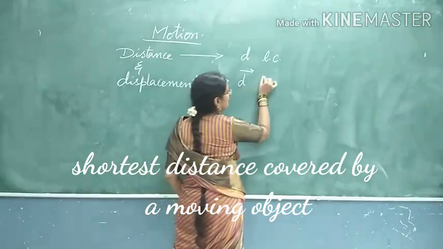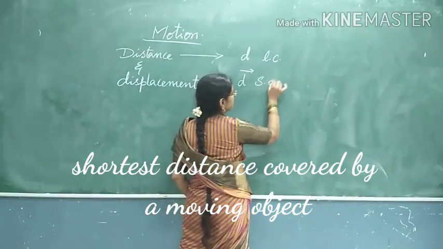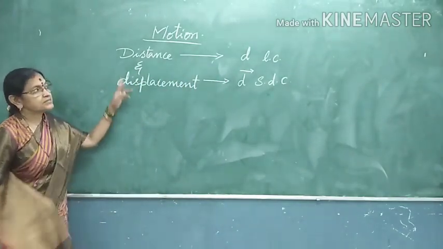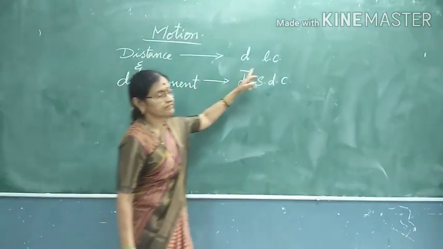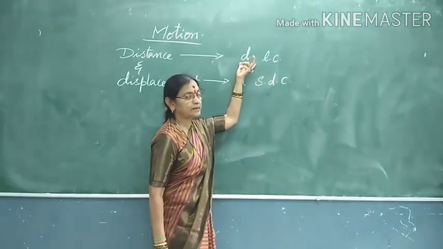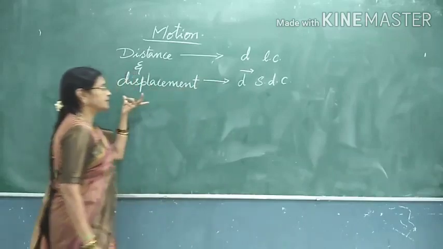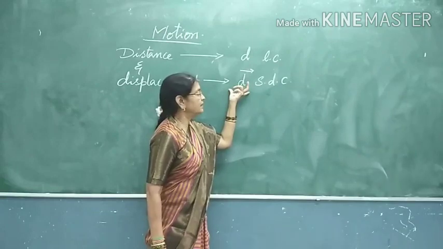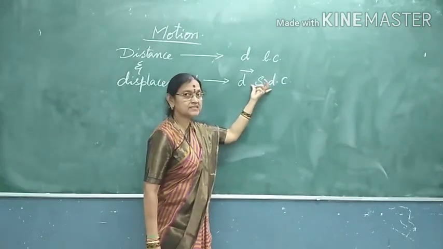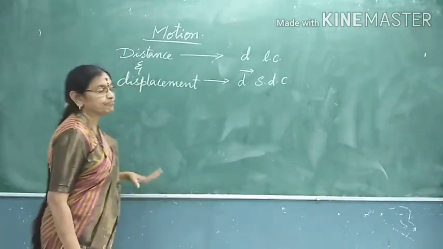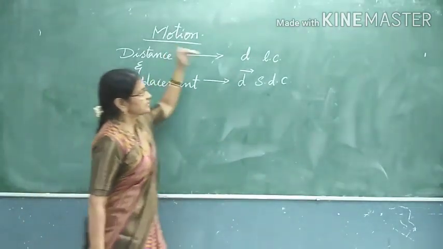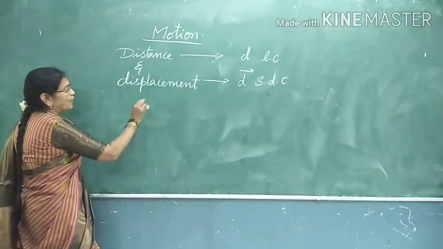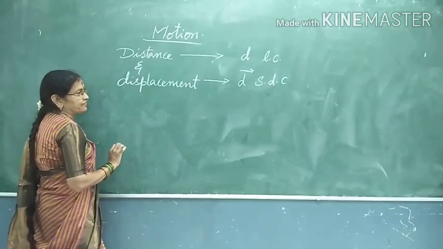So this is the shortest distance covered by a moving object. Once again I am repeating, distance covered is nothing but the length covered by a body, and it is designated by small d. Whereas displacement is designated by d vector, and it is the shortest distance covered by a moving body. Because distance is a scalar quantity and displacement is a vector quantity, now, what are the differences?